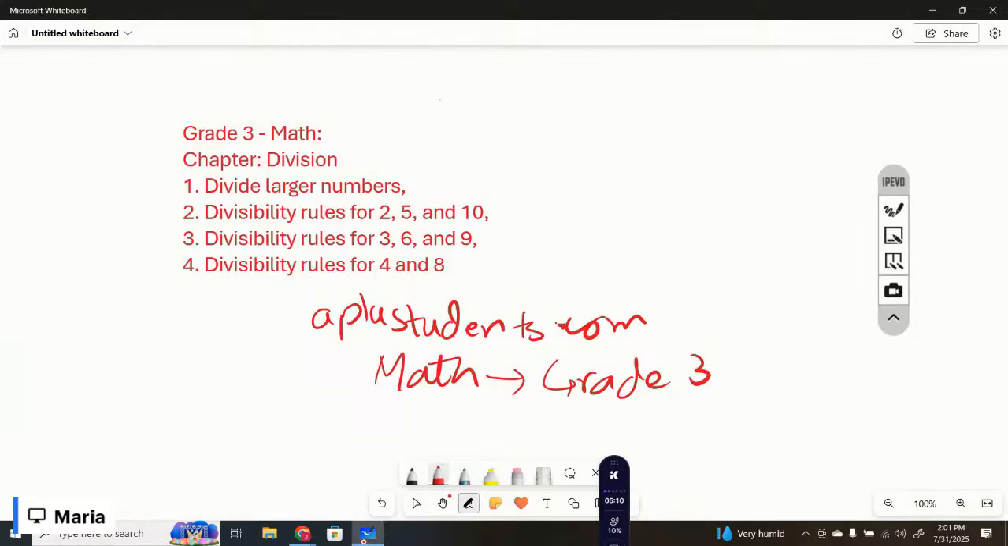The lessons we are going to cover today are divide larger numbers, divisibility rules for 2, 5, and 10, divisibility rule for 3, 6, and 9, divisibility rules for 4 and 8. Please make sure you have your notebook and pencil so that you can note down the important examples and definitions as well.